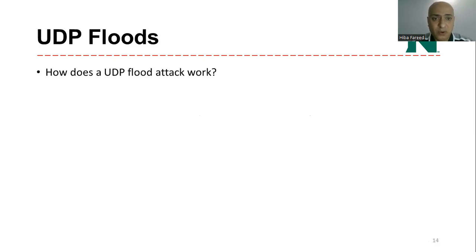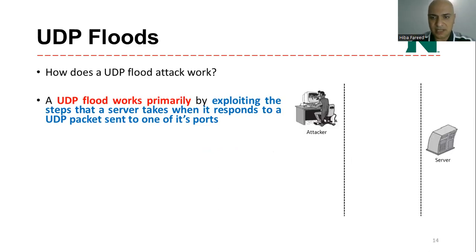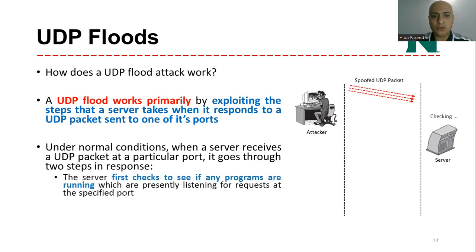How does the UDP flood attack work? It comes primarily by exploiting the steps that a server takes when it responds to a UDP packet sent to one of its ports. We will see here an example of when the attacker tries to communicate with the server. He will send a lot of spoofed UDP packets to the server, and the server will do two things. The first thing, it will check to see if there is any program running that can respond to the request coming from that spoofed IP.